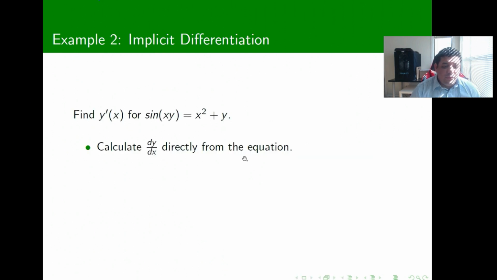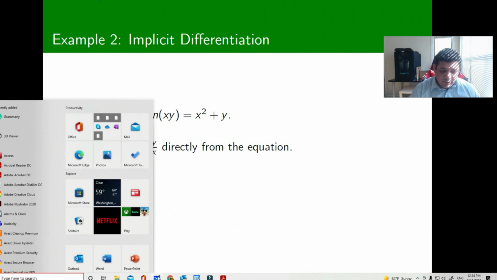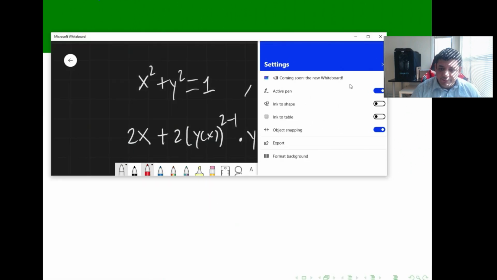Now, that's the trick for doing the implicit differentiation. Now we can have more complex functions in here. For example, we want to find y prime for the function sine of xy equals x squared plus y. Notice that indeed we cannot explicitly define y in terms of x. So we have certain steps that we can take for this. We calculate dy/dx directly from the equation. Let me do that on the board.